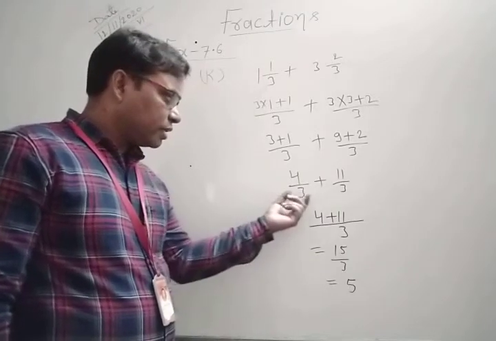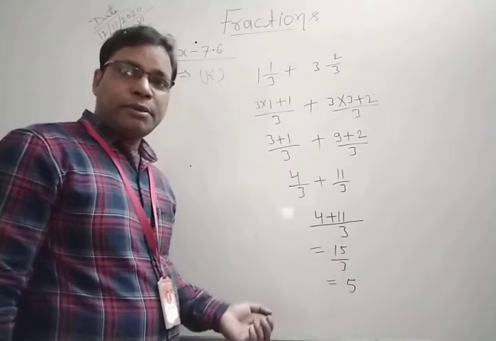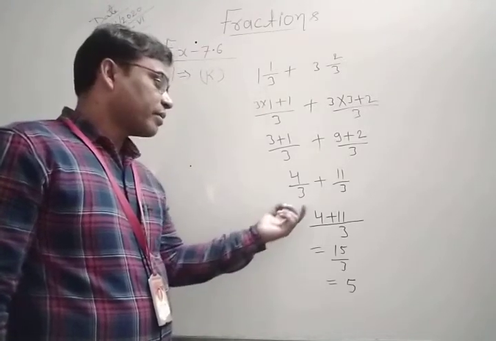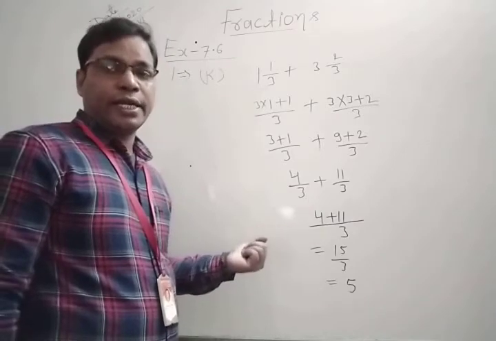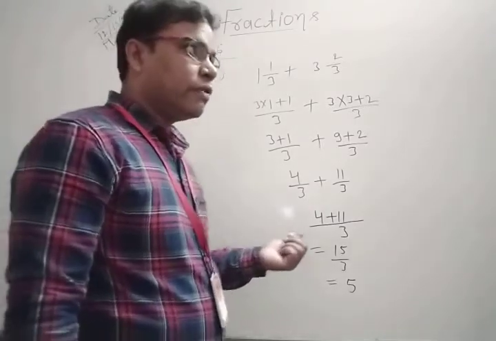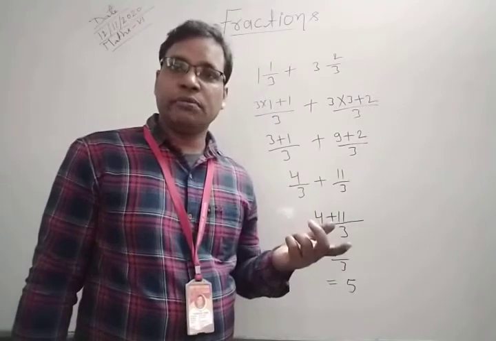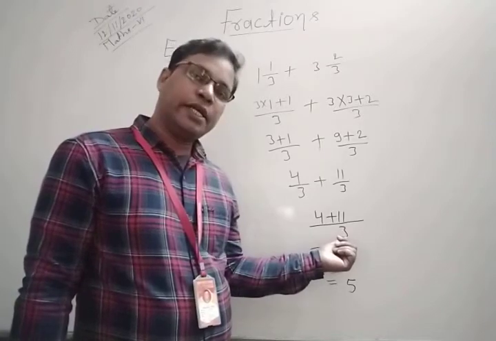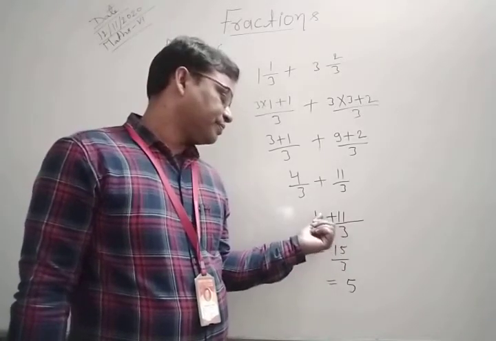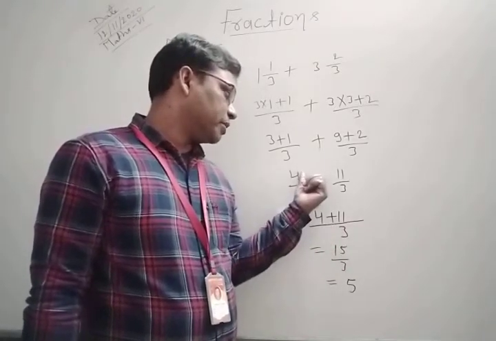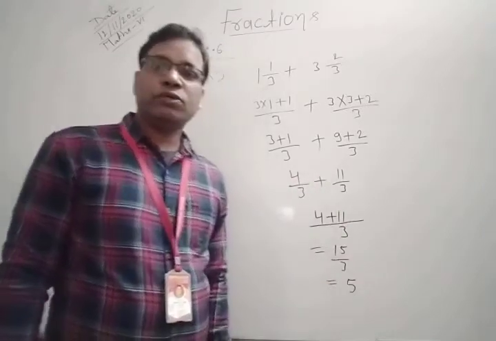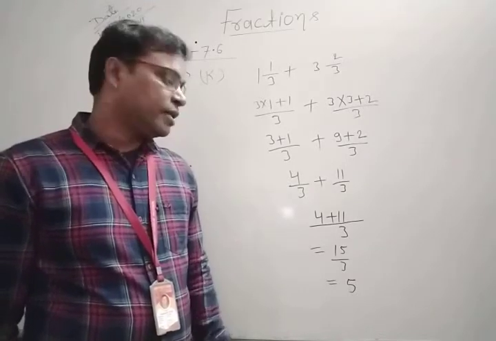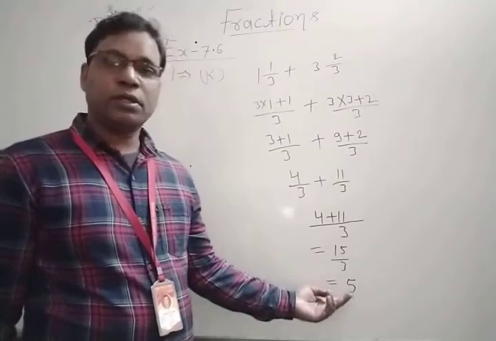Clear? So here you can see that the denominators of both fractions are the same, or equal, so they are like terms. In the case of like terms, we add only their numerators. We write the denominator as it is, and we add the numerators 4 plus 11. 4 plus 11 is equal to 15. So 15 by 3 is equal to what? 15 by 3 is equal to 5.